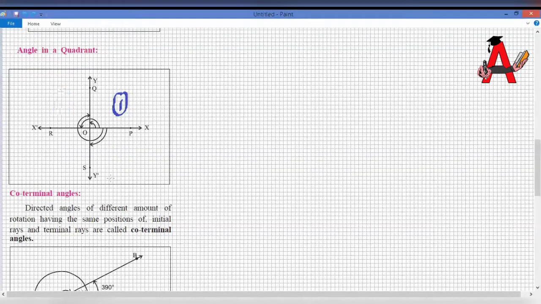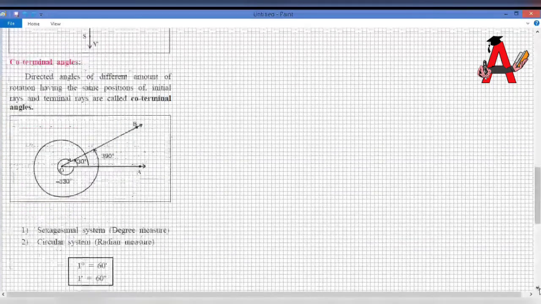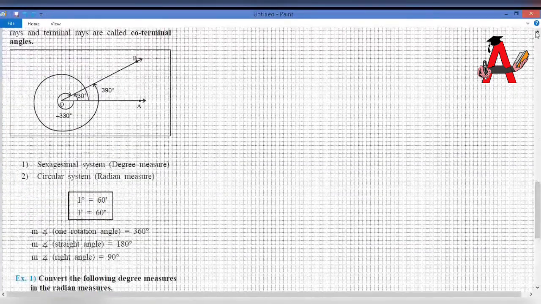Now let's understand a very important concept which is called coterminal angles. Now what are coterminal angles? We will take an example.